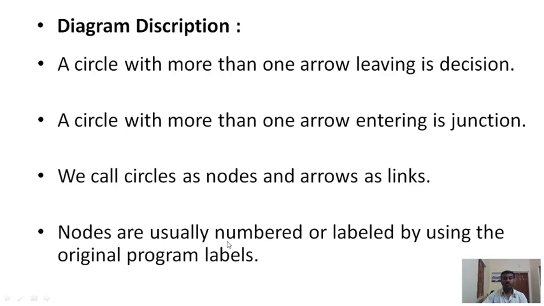Nodes are usually numbered or labeled using the original program labels. So nodes, that means our circles, are named by number. Either you can represent the node as a number or by labels using the original program labels. Whatever conditions or labels we have in the original program, we can name like that, or we can name by numbers. This is the description of that simplified flow notation.